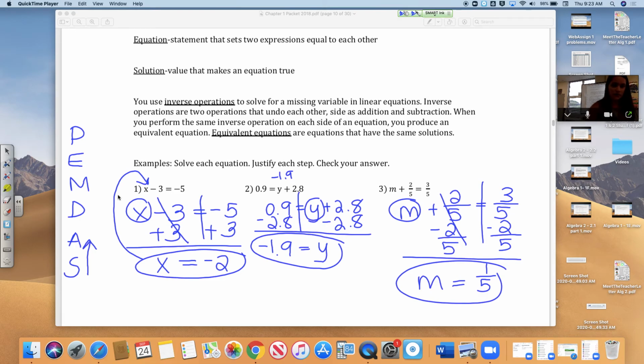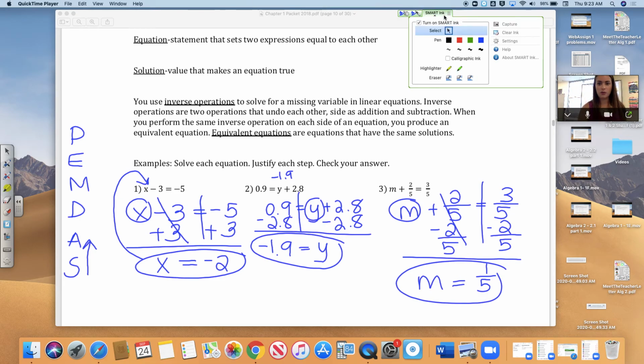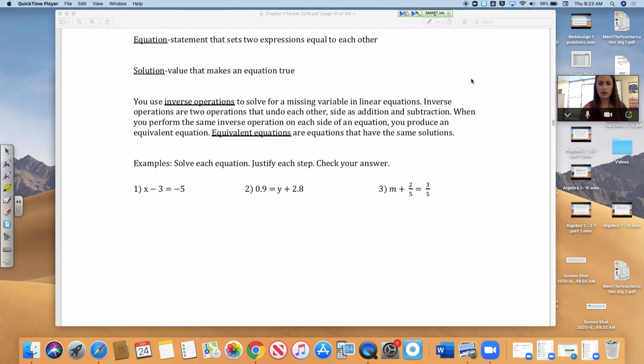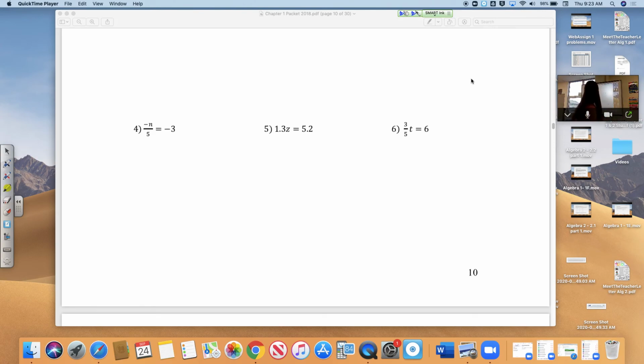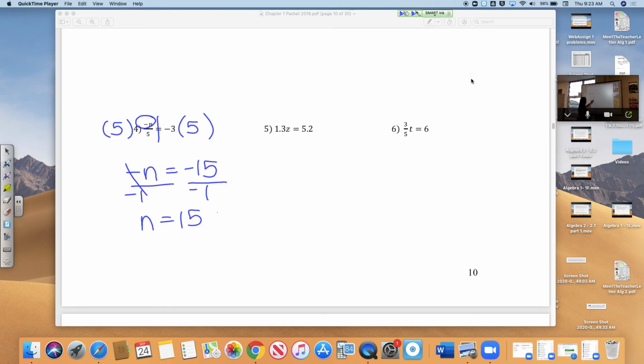All right, 4, 5, and 6 are a little bit different because we have multiplication and division. So if I scroll down, number 4, to solve this, I'm going to multiply both sides by 5. Since this is dividing by 5, to undo division, I multiply by 5. And I'm left with negative n is equal to negative 15. We can never have a negative variable, so to undo this, I have to divide by negative 1, and I'm going to get n is equal to positive 15 as the answer.